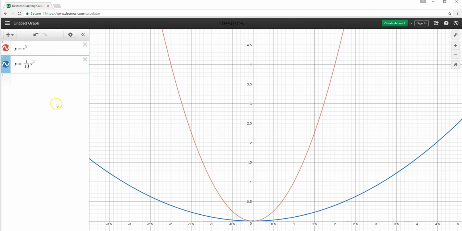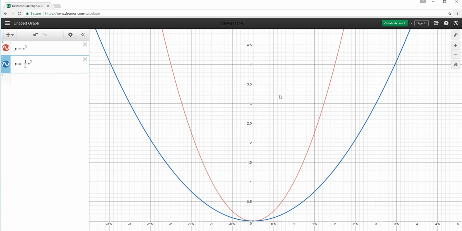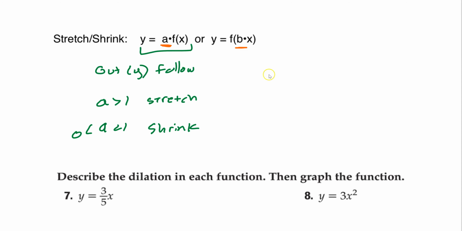So that's what an outside stretch and shrink does. The bigger the number, the skinnier it gets because it goes up really fast. So if I put like a 5 there, it gets skinny. The smaller the number, the wider it gets. So that's an outside y shrink and stretch. On the inside, x, opposite.